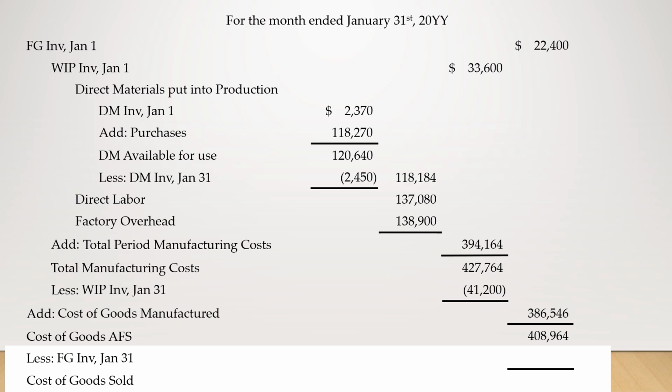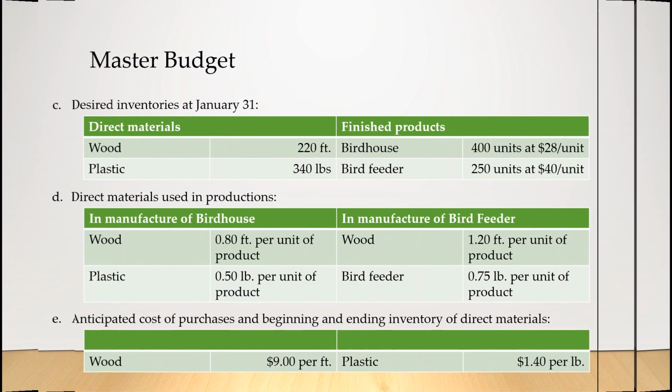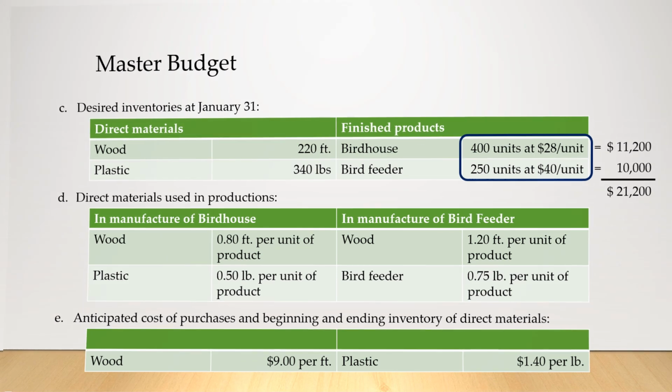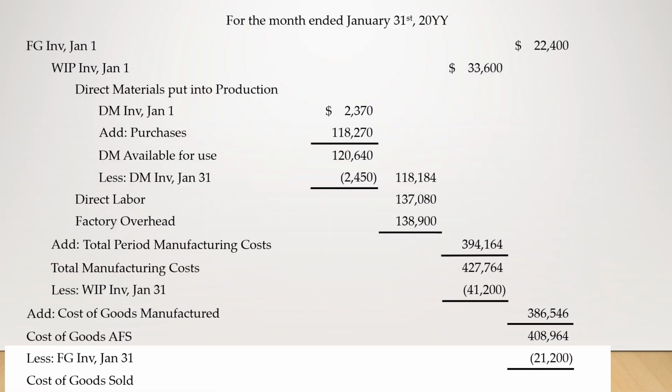Finished goods inventory as of January 31st can be found on the schedule in item C. Calculate these two products, then sum them to get total ending finished goods inventory of $21,200. Total budgeted cost of goods sold, $387,764.